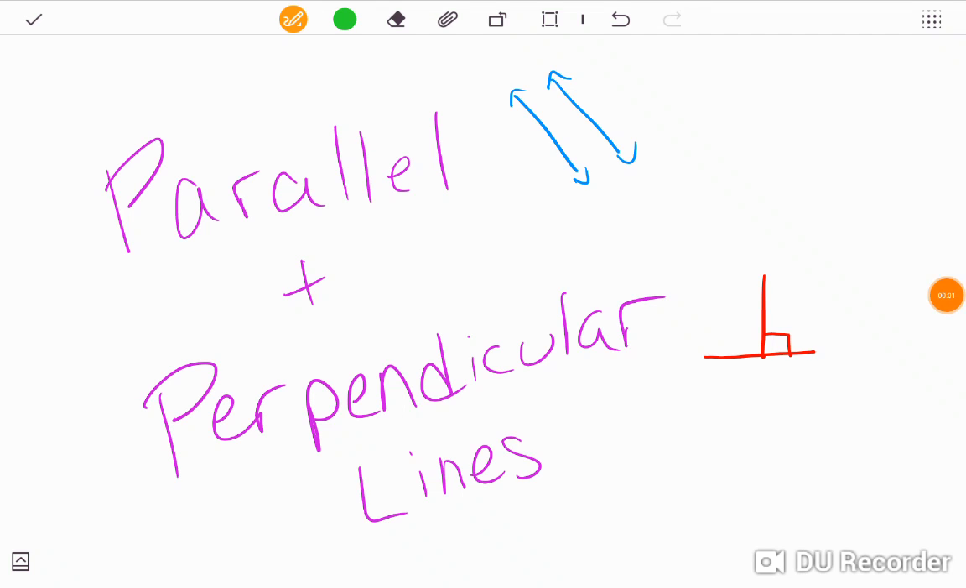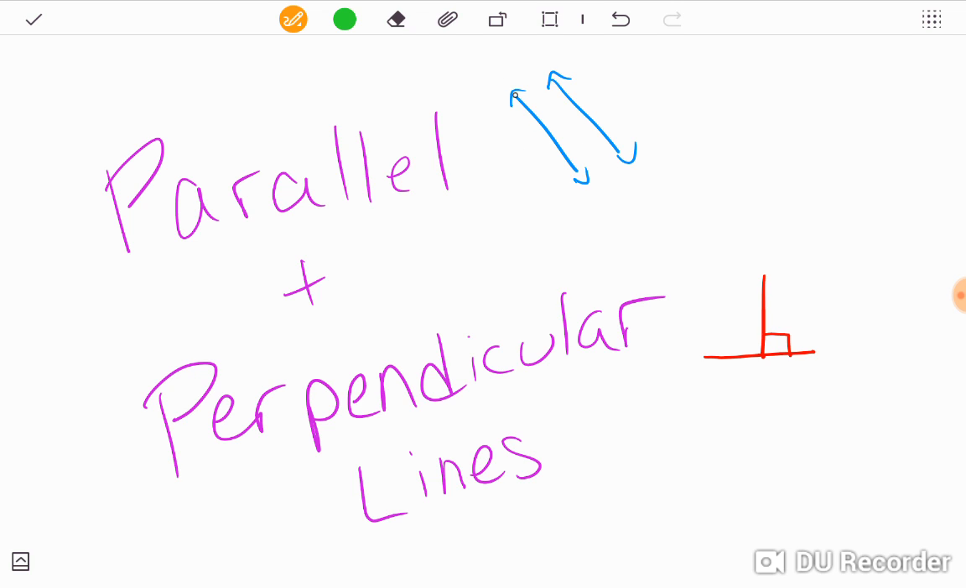Hey everybody, this is going to be our video on parallel and perpendicular lines. This is a really great video if you're in algebra or geometry because they are used in both classes. The parallel lines, I drew a little picture right here of two lines that are parallel.